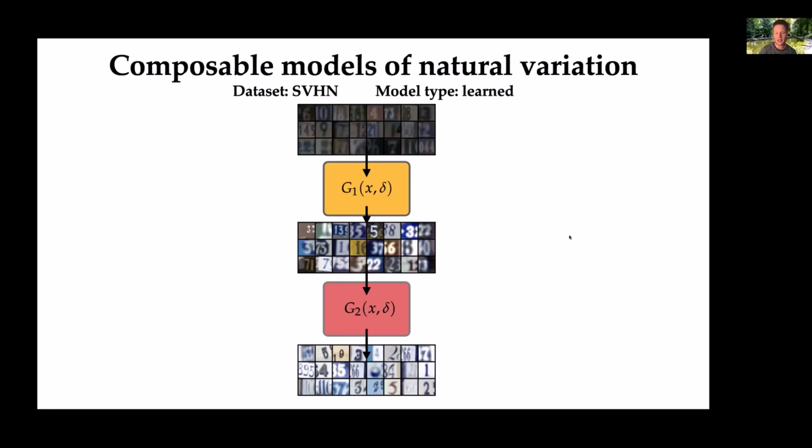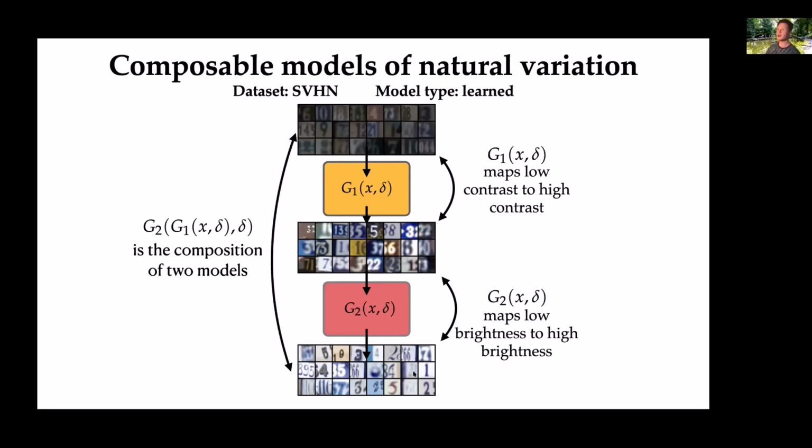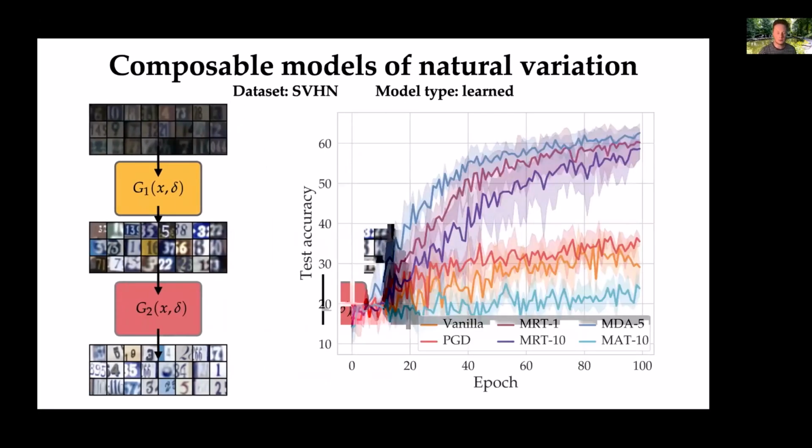model-based case is we can actually learn two models. One going from low contrast to high contrast, and one going from low brightness to high brightness. And then we can compose these two models together to provide robustness on the composition of these two sources of natural variation. And so what we find is when we do this composition, we can improve by close to 30 percentage points over the baselines. So again, we're providing robustness against several sources of natural variation at once here.